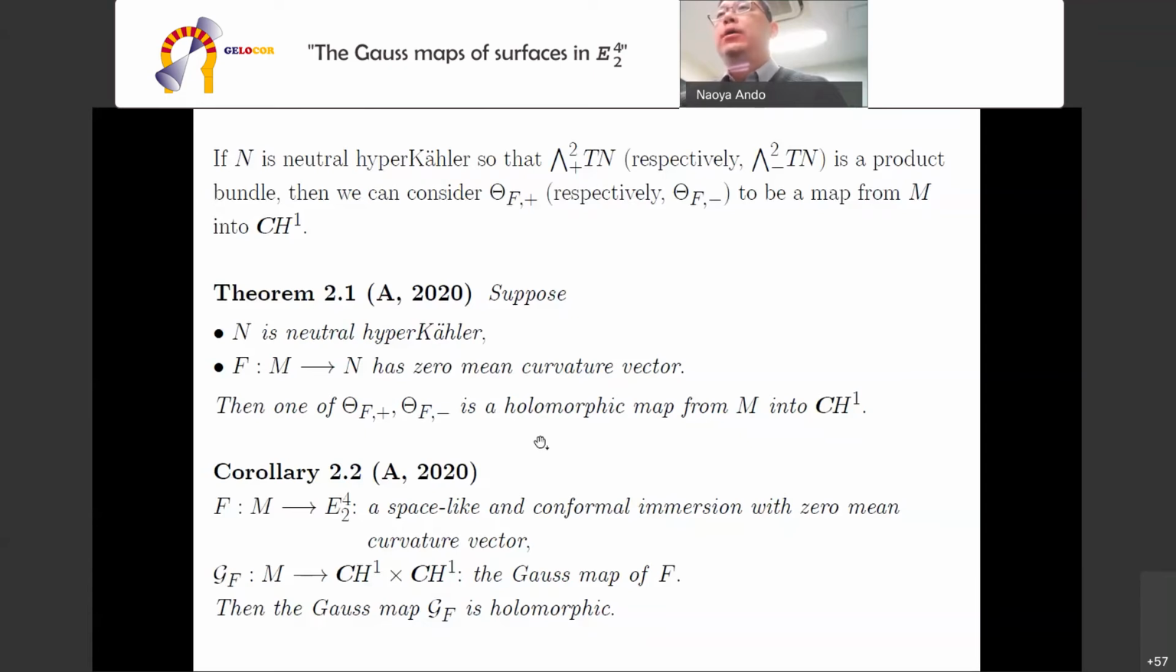As a corollary, we have this. Let F be a space-like and conformal immersion with zero mean curvature vector into E42, and GF the Gauss map of F. The target is the product of CH1 and CH1 itself. Then the Gauss map GF is holomorphic.